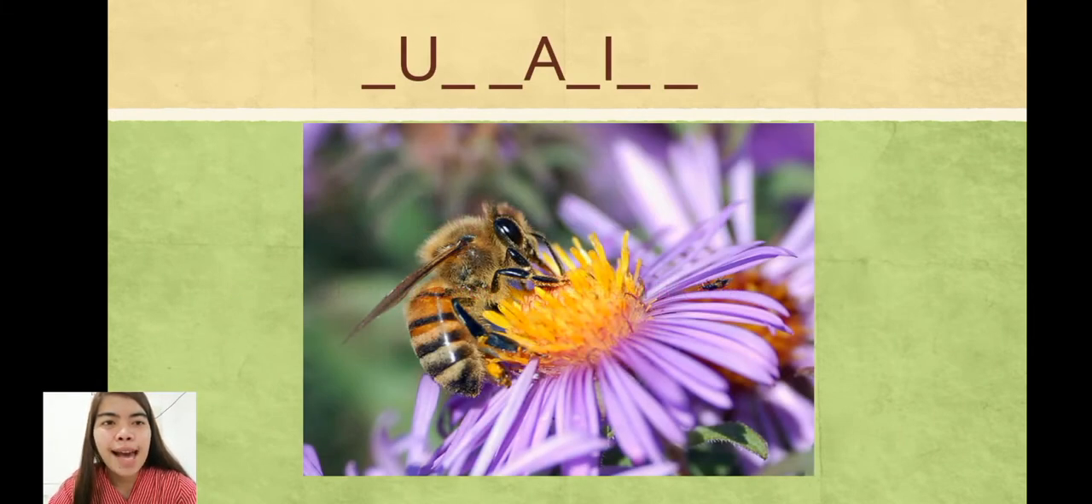Okay, so we have a bee and a flower. So, what do you think is the word that describes the picture? As what you can see, there's a bee and a flower. Okay, the bee is sucking the nectar of the flower.